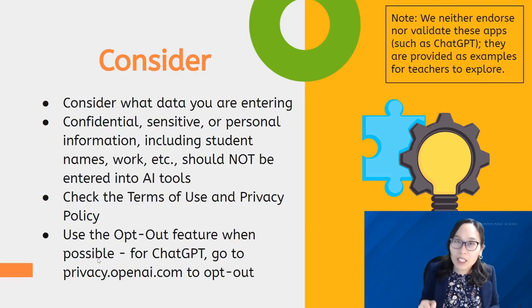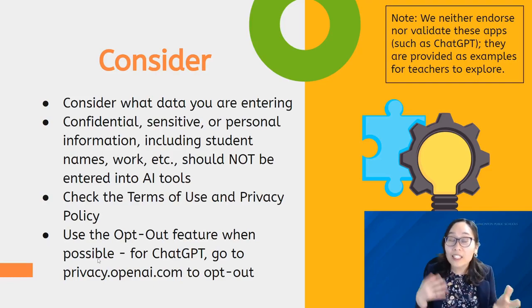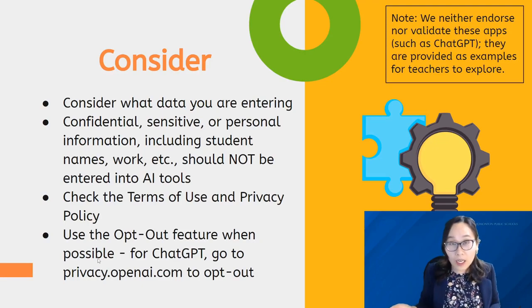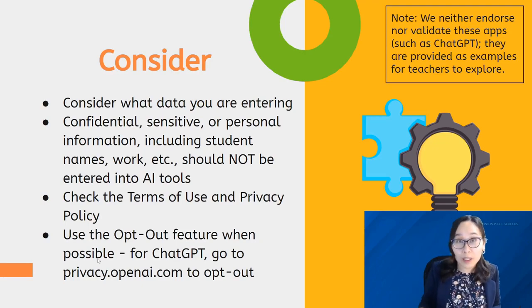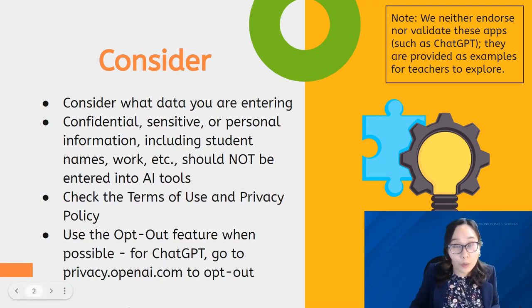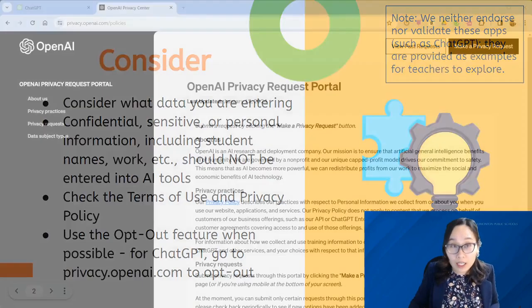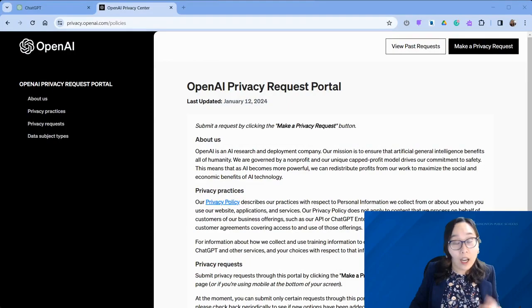Now, you might have seen in a video prior that it's important to use the opt-out feature when possible. Specifically when it comes to ChatGPT, there is the ability to opt out. So if you head to privacy.openai.com, you're going to land on this website here. And on this website, you'll see an OpenAI privacy request portal where in the top right-hand corner, you can go and make a privacy request.